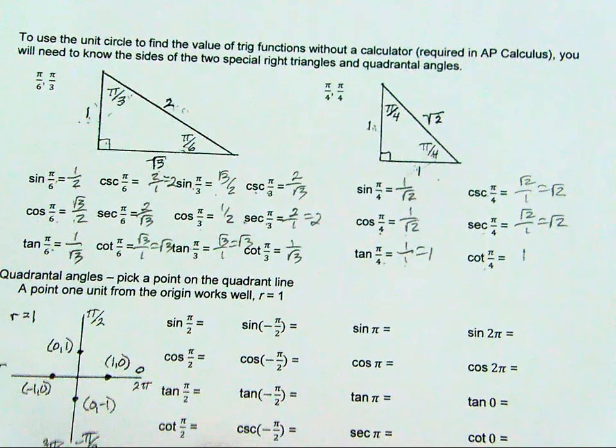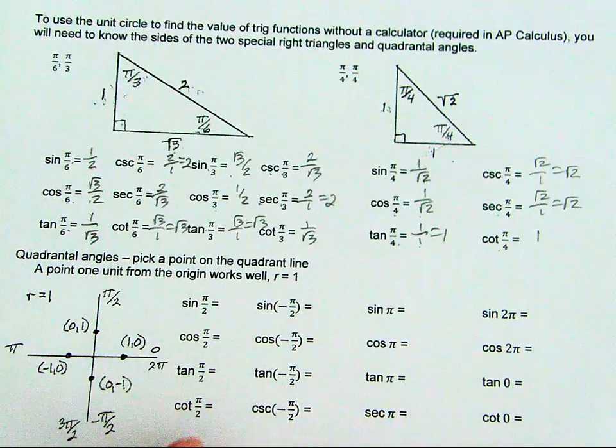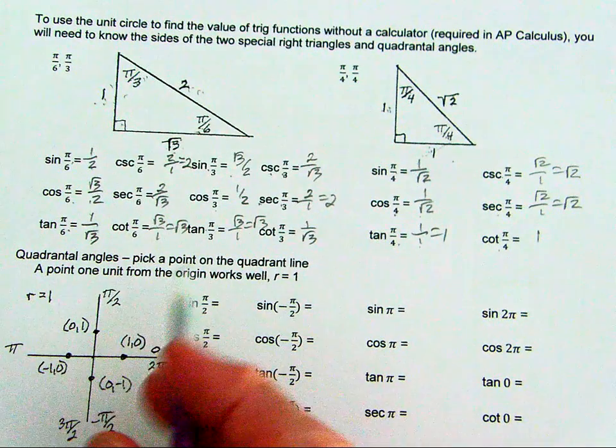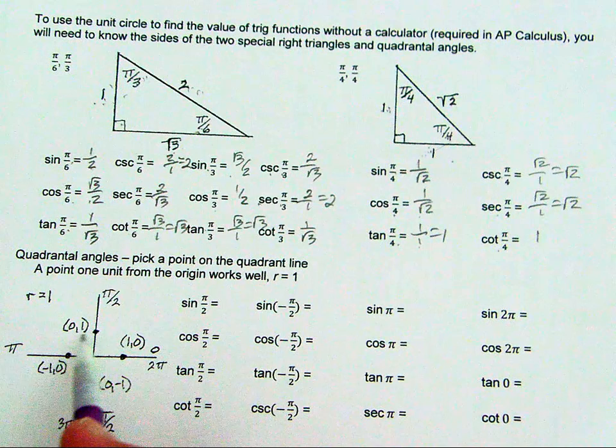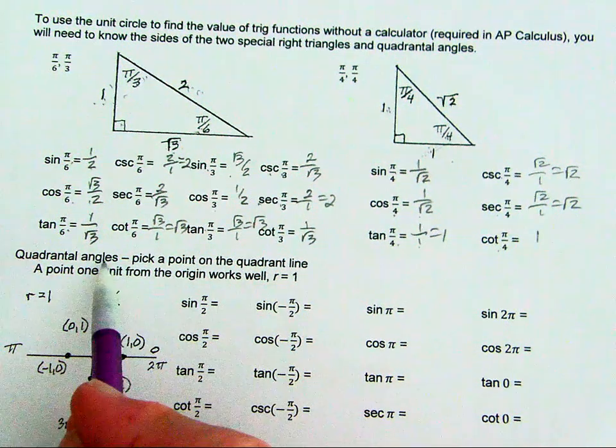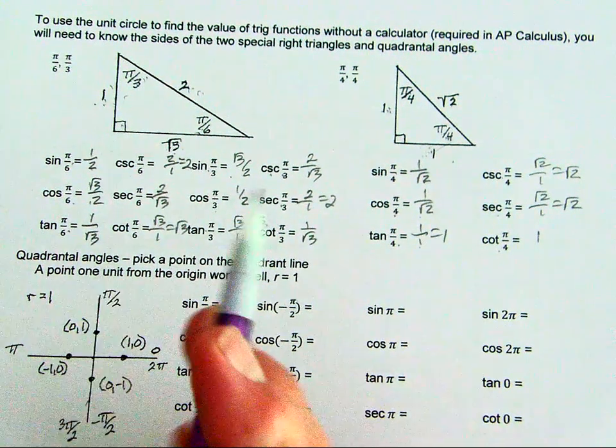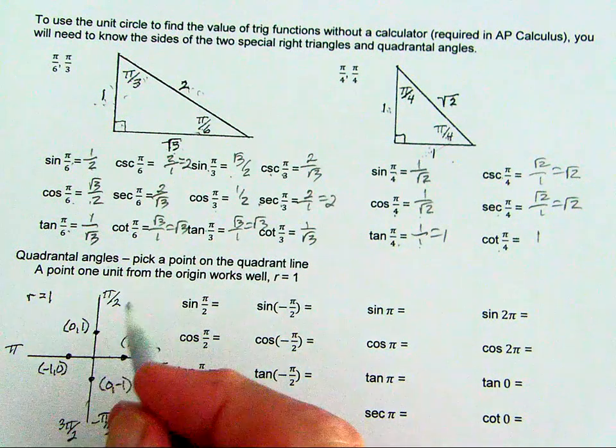There's a part on the AP Calc test that is a no calculator part, and they will have problems where you'll have to use these facts. The other thing that could happen is instead of getting one of these three angles, you could get an angle that lies right on one of the quadrant lines. Those are called quadrantal angles. There's a couple ways to do that.